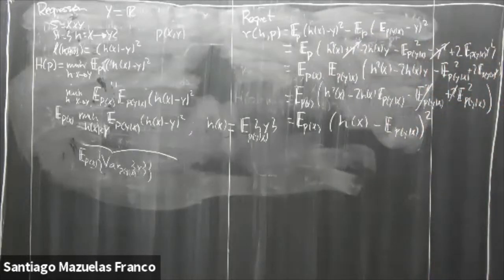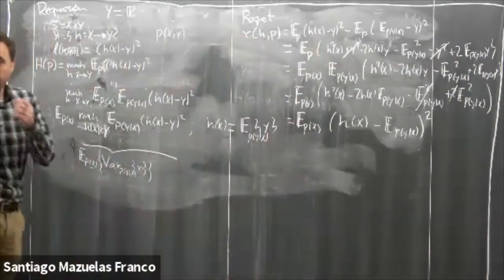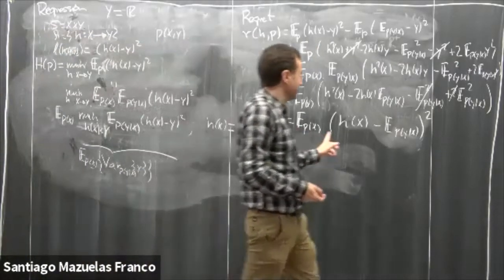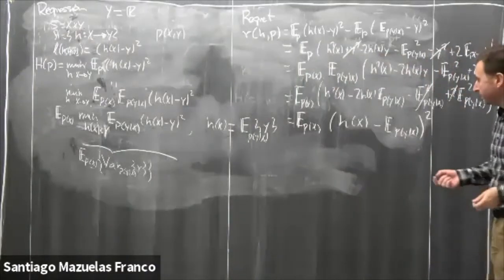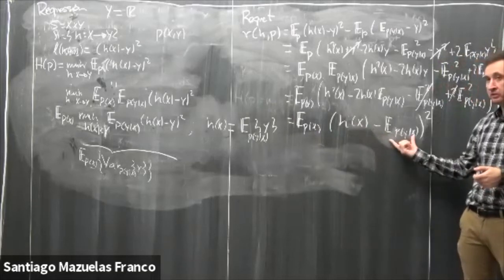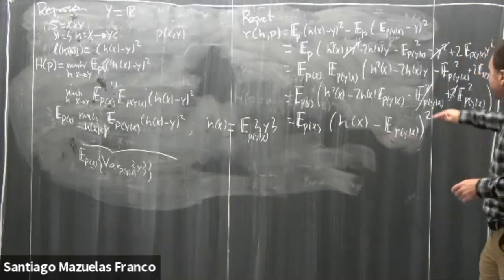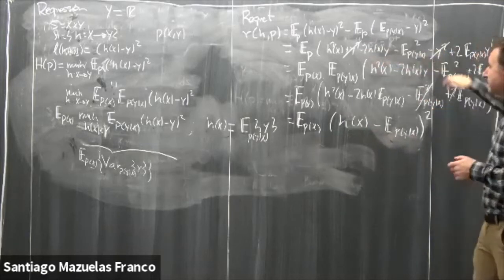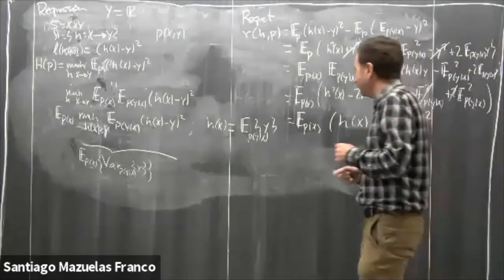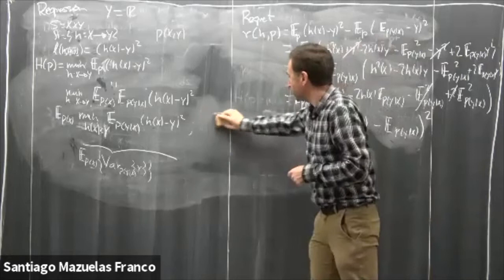So this would be how much we dislike a classification rule compared with the best possible classification rule. And it makes a lot of sense that the regret is just the expected difference between h of x and the conditional expectation. Anyway, so these expressions are quite simple. It's just a matter of doing the sums and using the properties of the expectation.